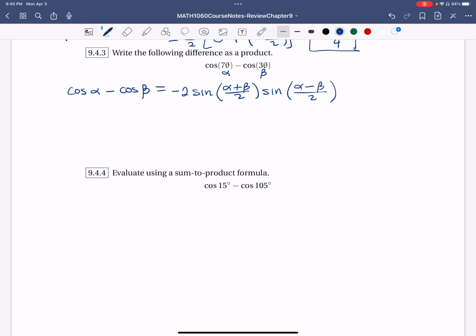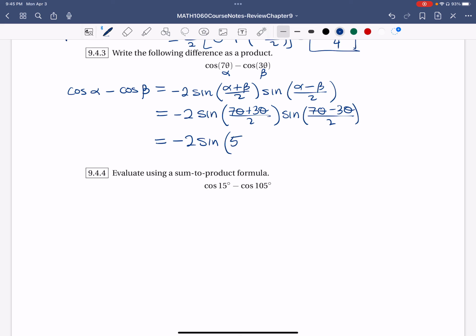Okay, so now I'm going to start plugging in my values. And so I'm going to have negative 2 sine of (7 theta plus 3 theta) over 2 times sine of (7 theta minus 3 theta) over 2. And so we have minus 2 sine of, what is that? That's 10 theta over 2, which is going to be 5 theta, times the sine of 4 theta over 2, so that'll be 2 theta.